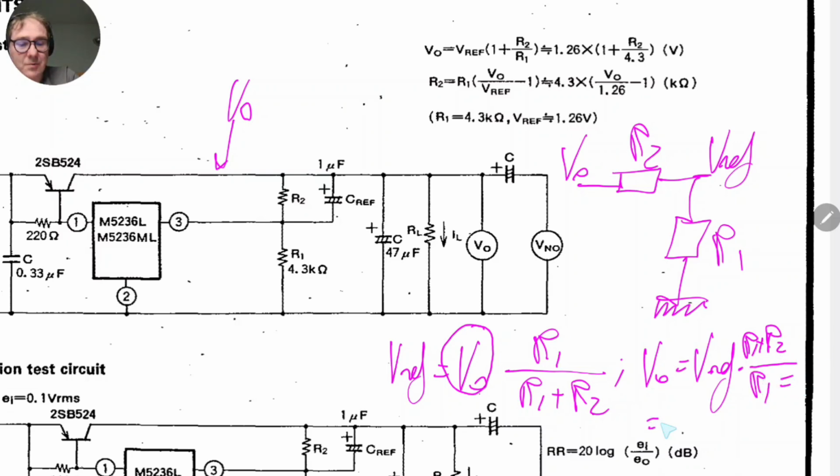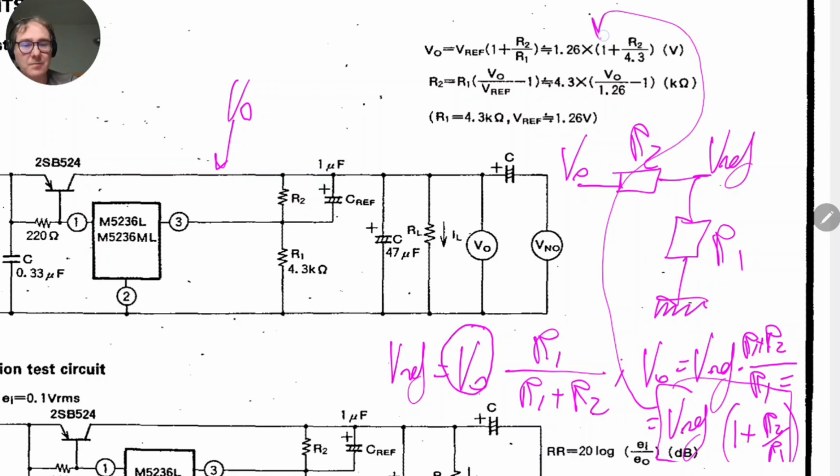So this is equal to Vref times 1 plus R2 over R1. Okay, this is what you have in here. So VO is equal to Vref. Vref is here, which is always 1.26, multiplied by 1 plus R2 divided by R1.